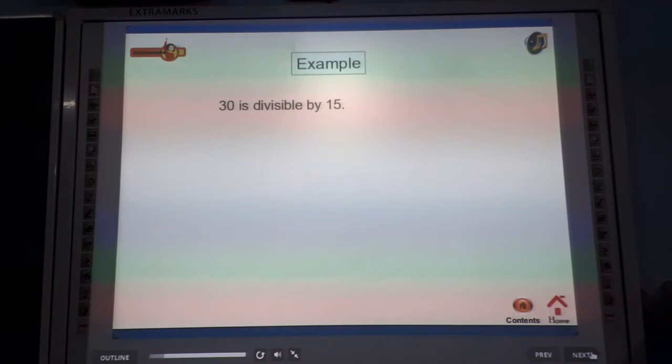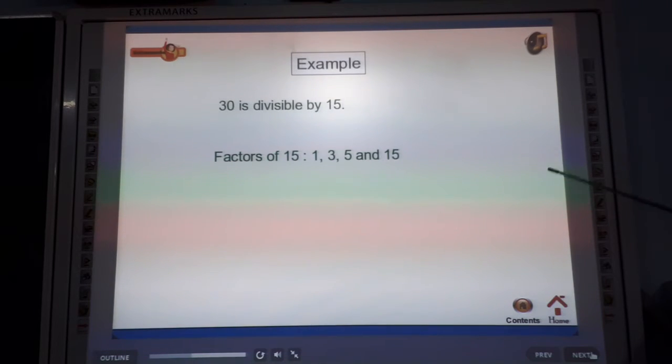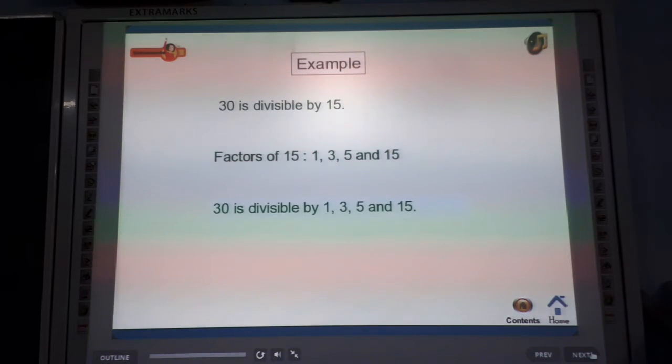For example, 30 is divisible by 15. Factors of 15 are 1, 3, 5, 15. Okay. And 30 is divisible by 1, 3, 5 and 15. Okay student. Look at this.